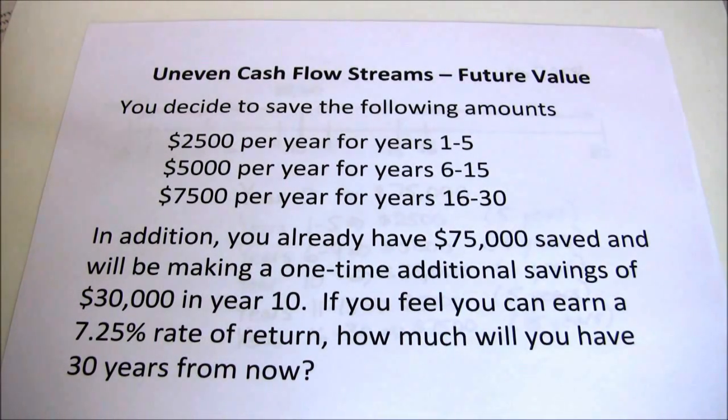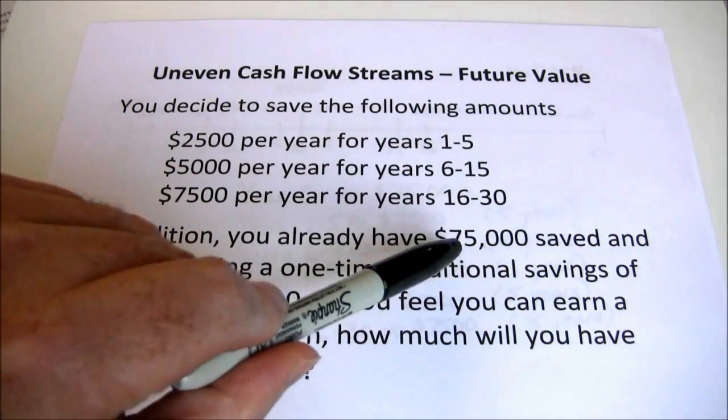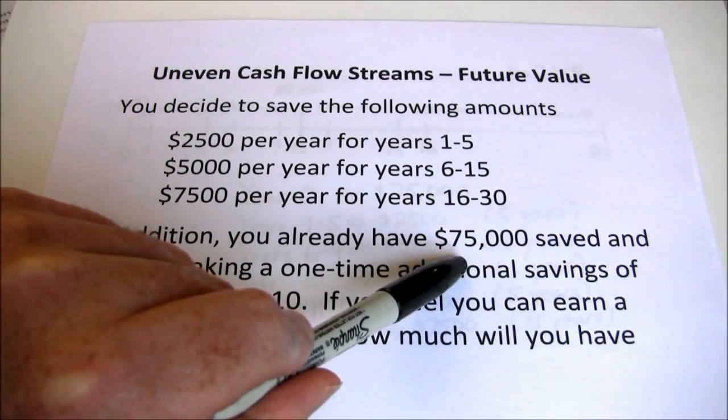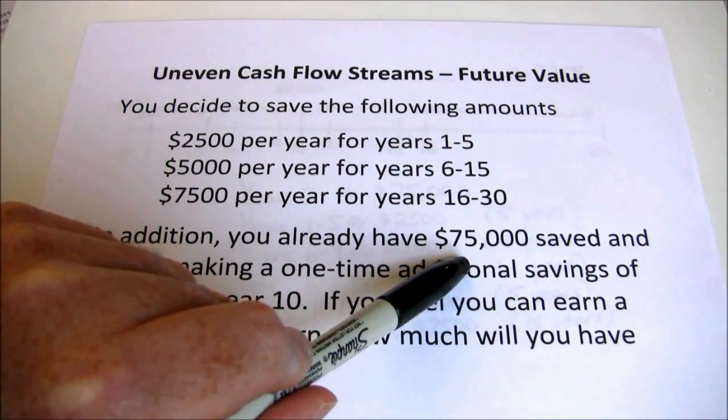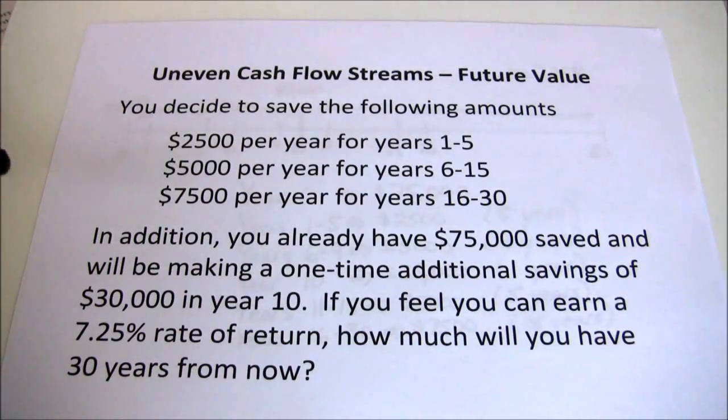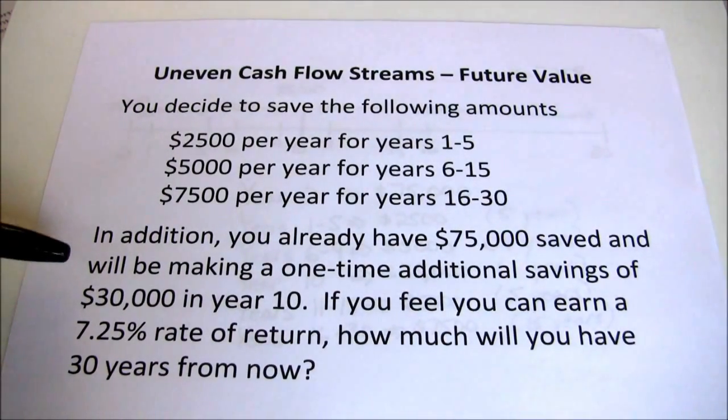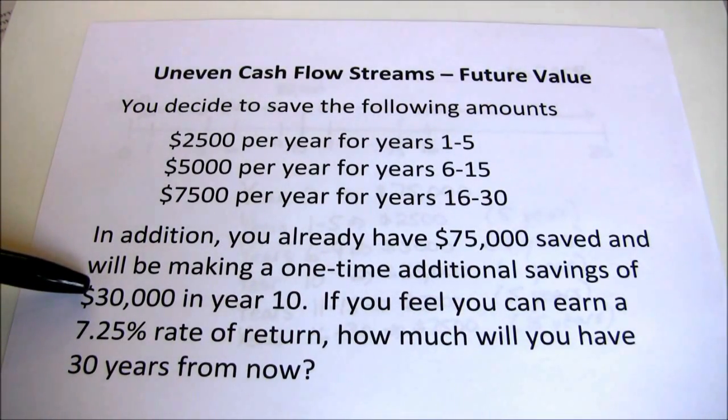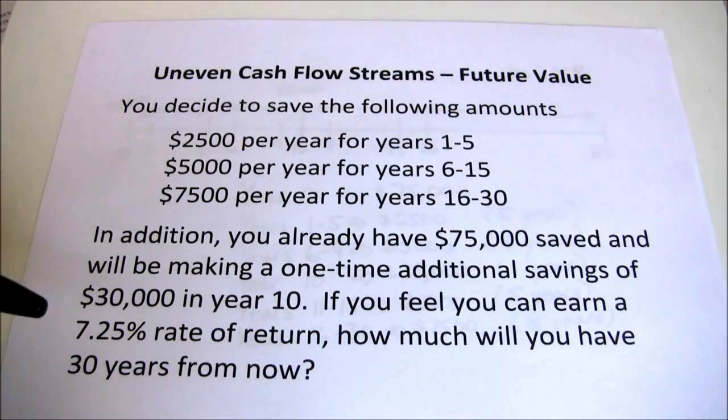Now, in order to make this a little more complicated and give you a little more experience with your calculator and how to set up a time value of money problem, I've added a couple extra twists to it. First one, instead of starting out with nothing, we're going to assume we already have $75,000 saved. And we're going to be making a one-time additional savings of $30,000 in year 10.